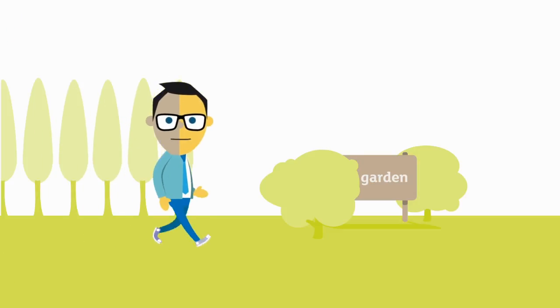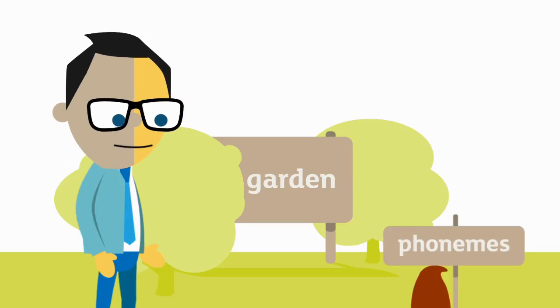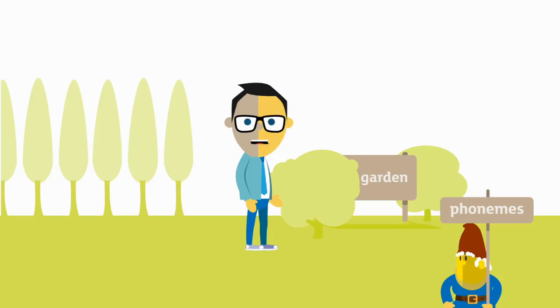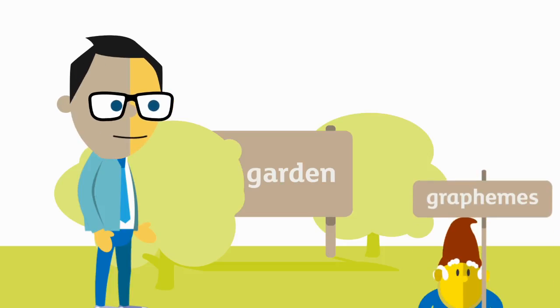Phonics is a way of teaching children to read and write. Here's how it works. English is made up of around 44 different sounds. We call these sounds phonemes. Like all languages, English has an agreed code for how we write these sounds down. Each phoneme, each sound, can be represented by one or more letters. The letters and groups of letters that represent a sound are called graphemes.